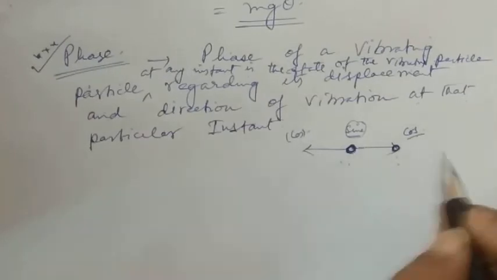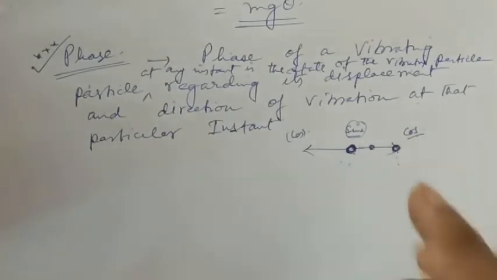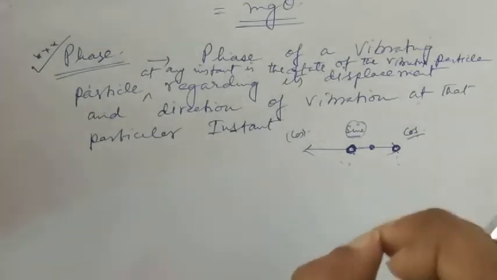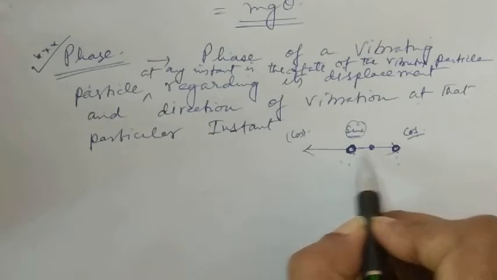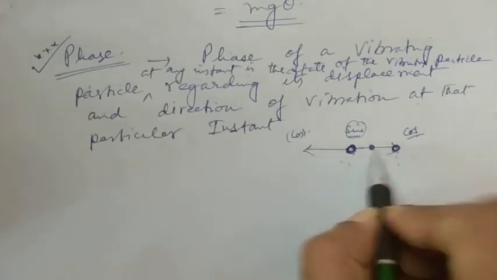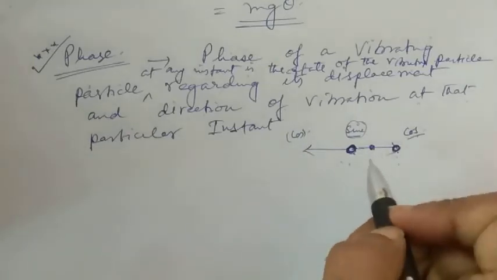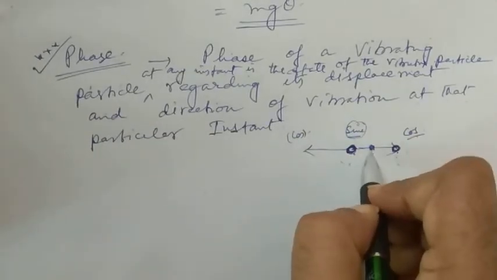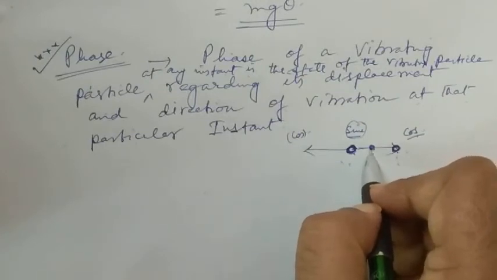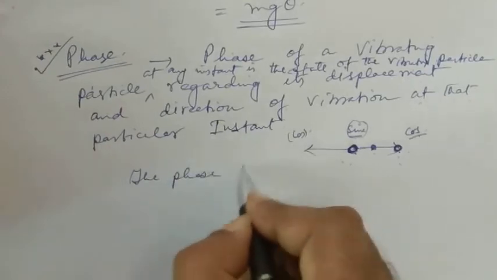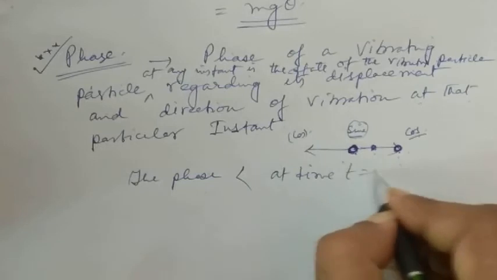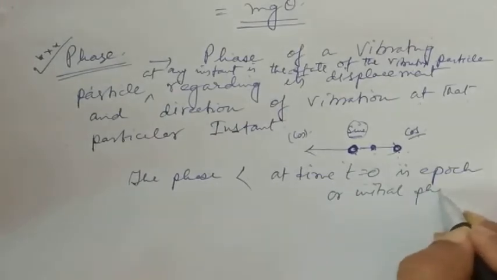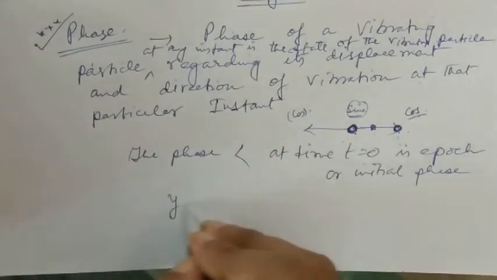Now, if the particle does not start from these two positions but from some other position, when we start to count the time, that starting point will be known as the starting position of the particle. If we start the stopwatch when the particle is at this point, we are taking the starting position to be this position and not these two. This will be known as the initial phase or epoch. So the phase angle at time t equal to 0 is known as epoch, or initial phase.